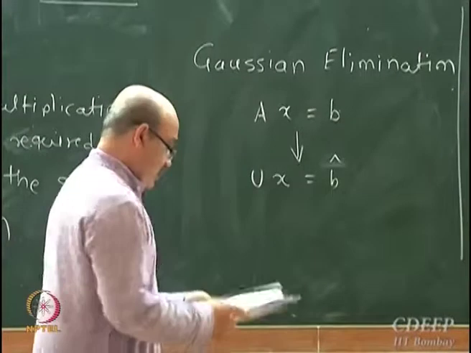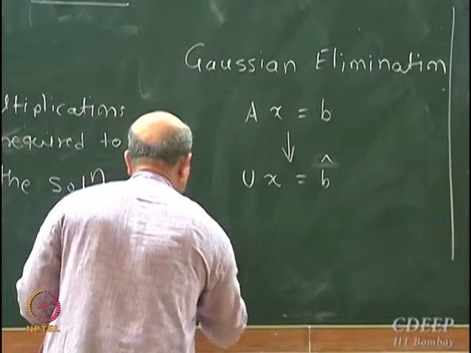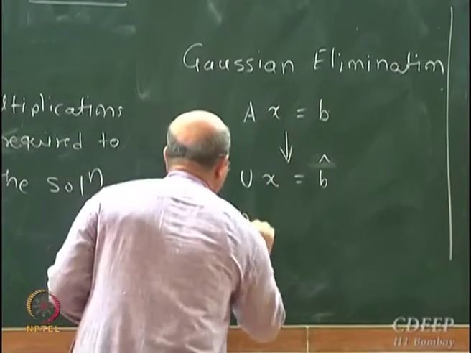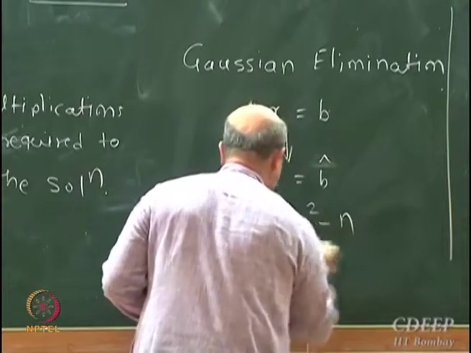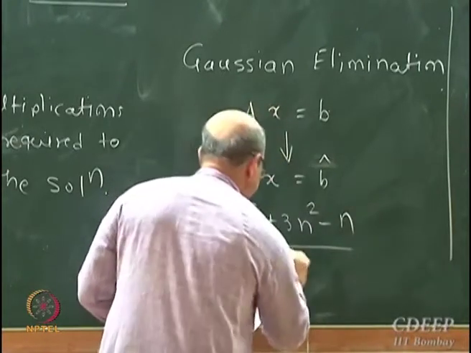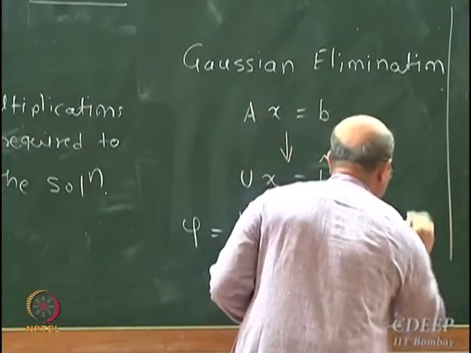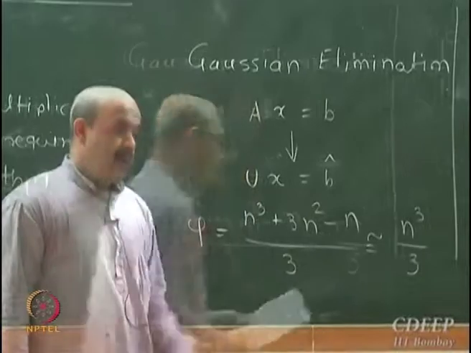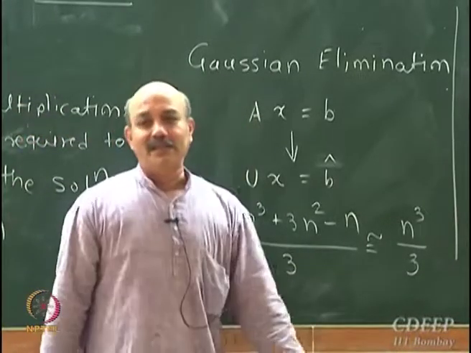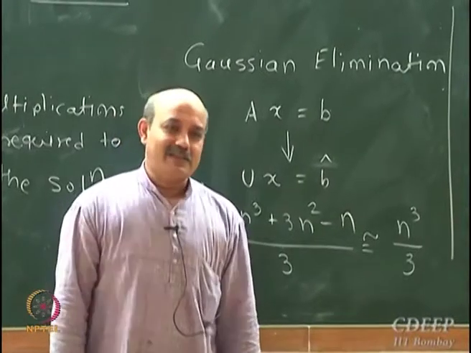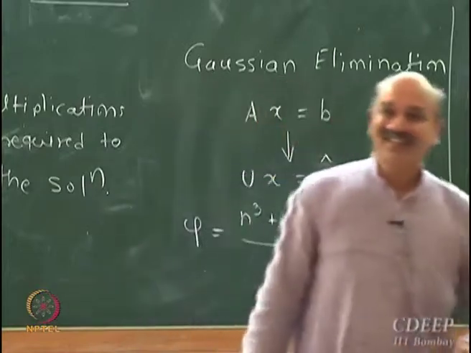So what is the number of operations that you need here? The number of operations is n cube plus 3n square minus n by 3, which for a large n is approximately equal to n cube by 3. So n cube by 3 is far less than n factorial.